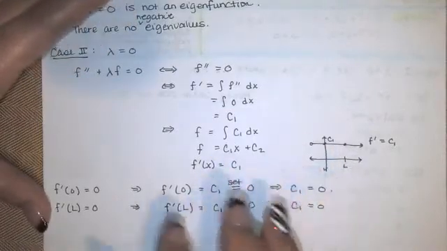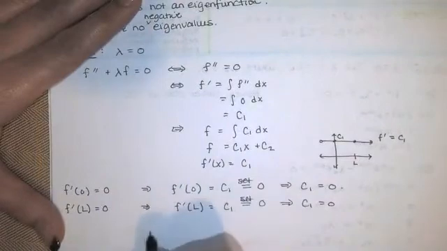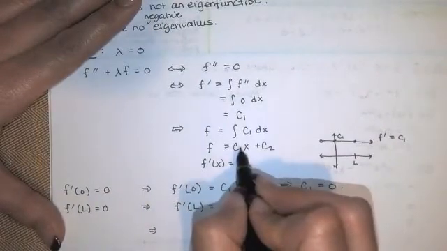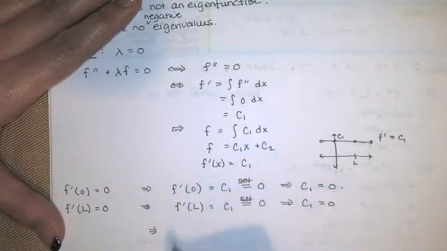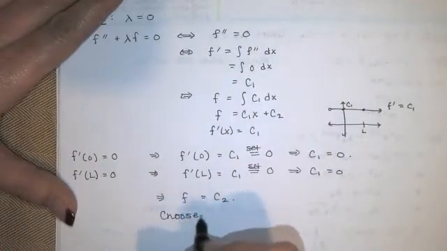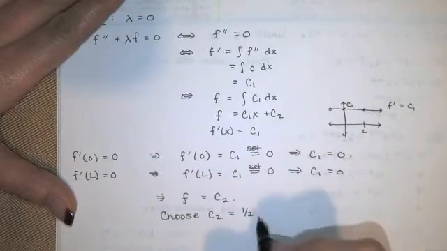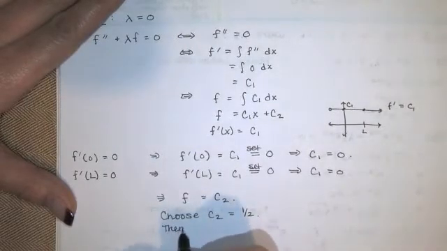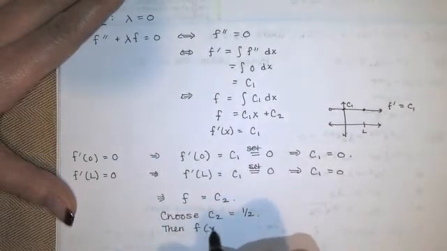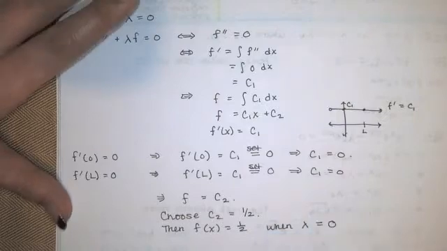So we actually do get a solution. When lambda is equal to 0, f is just equal to c1, which is 0, times x plus c2. Now we're going to choose c2 to be 1/2. Then we have f of x is equal to 1/2 when lambda is equal to 0.